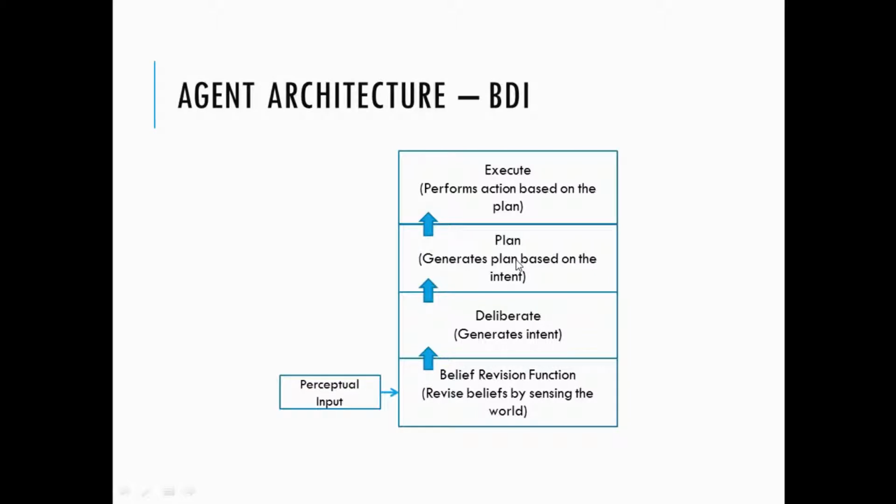Now I'll talk about the BDI architecture. First, it runs the belief revision function and revises the beliefs by sensing the world. Next, the deliberation part will generate an intent, and according to the intent, it will generate a one-step plan. Next, it will execute the one-step plan.